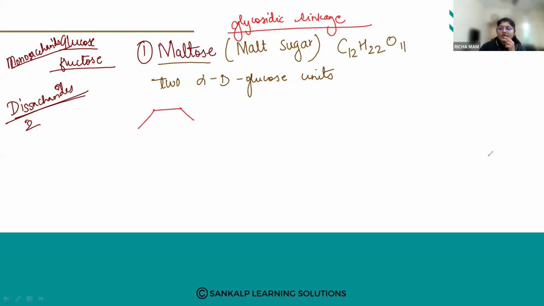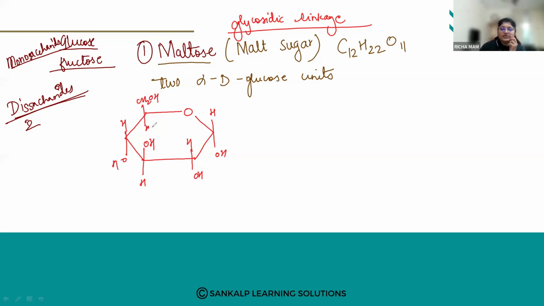Let me draw. Please see the structure. Draw the structure as well. So the glucose unit, you know the structure of glucose. Alpha D glucose units are present. Alpha means your OH will be down. So H, OH, H, OH, and CH2OH, and H.